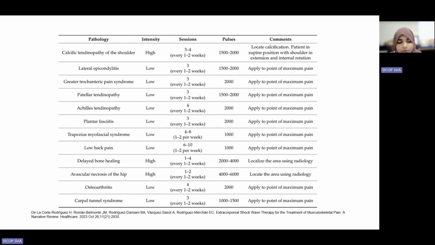For delayed bone healing. And for avascular necrosis of hip, intensity used was high, every 1 to 2 weeks, for 1 to 2 sessions. Here the pulses used were more, 4,000 to 6,000. And we have to locate the area using radiology only. And then for osteoarthritis, intensity low, sessions 4 every 1 to 2 weeks. Pulses should be 2,000, applying to the maximum point of pain. And for carpal tunnel syndrome, intensity low, session 3 every 1 to 2 weeks. Pulses should be 1,000 to 1,500, applying to the maximum point of pain.